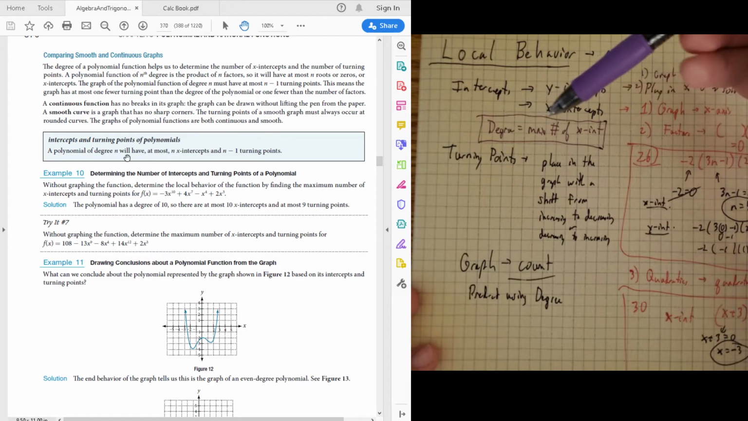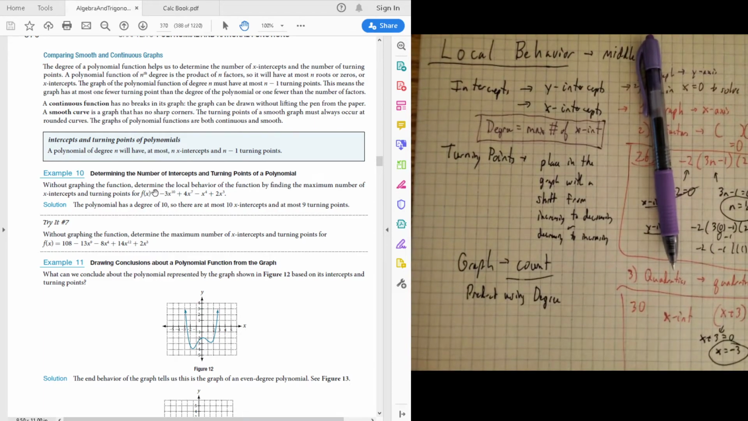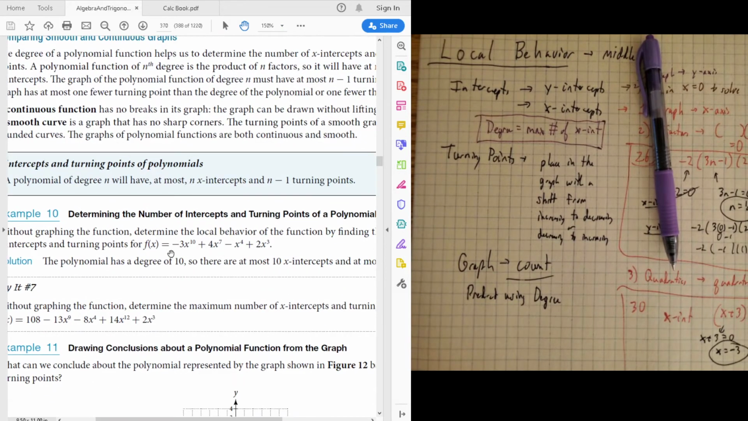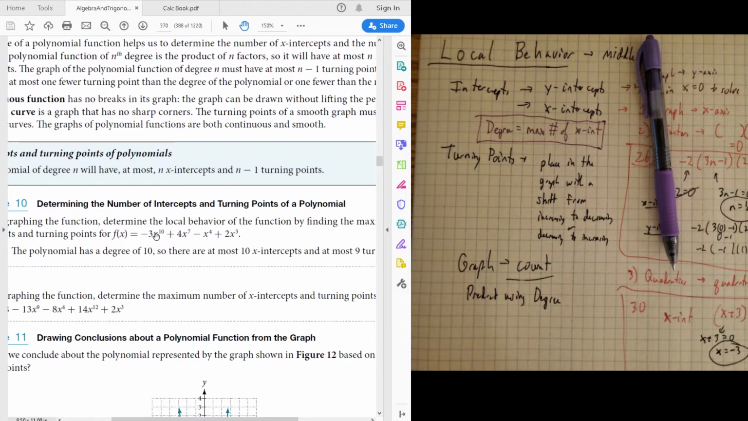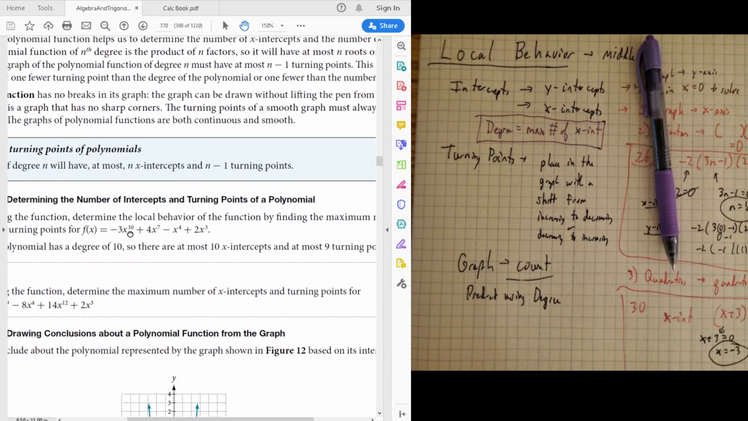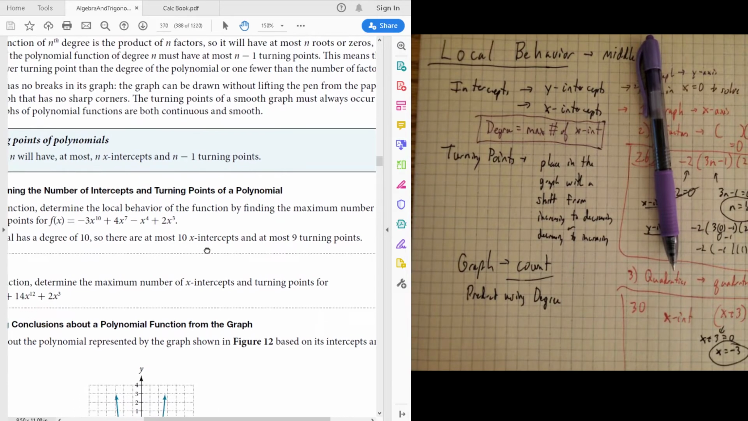So for example, if I look at a function, and let's look at this one right here in the text. Example. Okay, it has a degree of 10. That tells me that it has at most 10 x-intercepts. These 7, 4, and 3 do not matter because they're not the biggest power. The biggest power dictates the degree, and the degree dictates the intercepts. This does not mean there are 10 intercepts. It means it's the maximum number. The max is 10. Okay? Notice how it says that. So there are at most 10 intercepts.